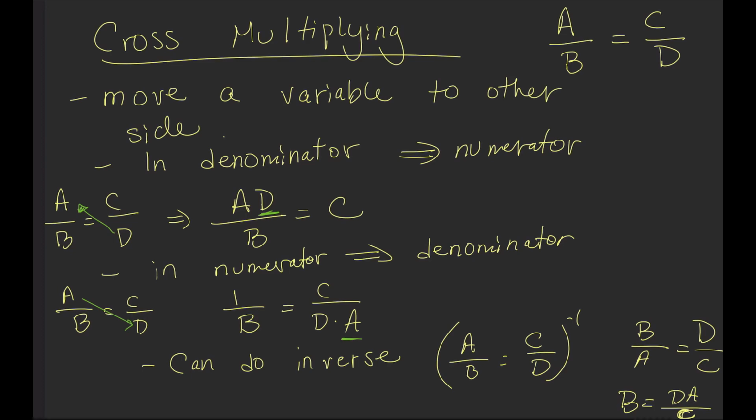Sometimes it's also useful to take inverses. So A over B is equal to C over D. You're allowed to invert the entire equation, and you can say that B over A is equal to D over C. So that's still true. And then once you have it rewritten this way, maybe you want to isolate B. So then you move A to the other side, and it would be D times A over C. So this is how you should do your algebra. It works, it's very quick, and you're less likely to make errors.